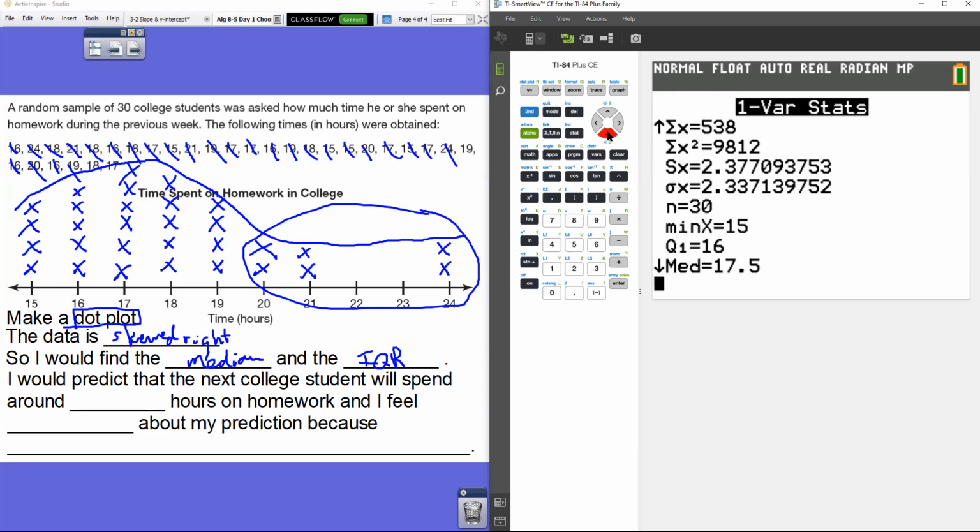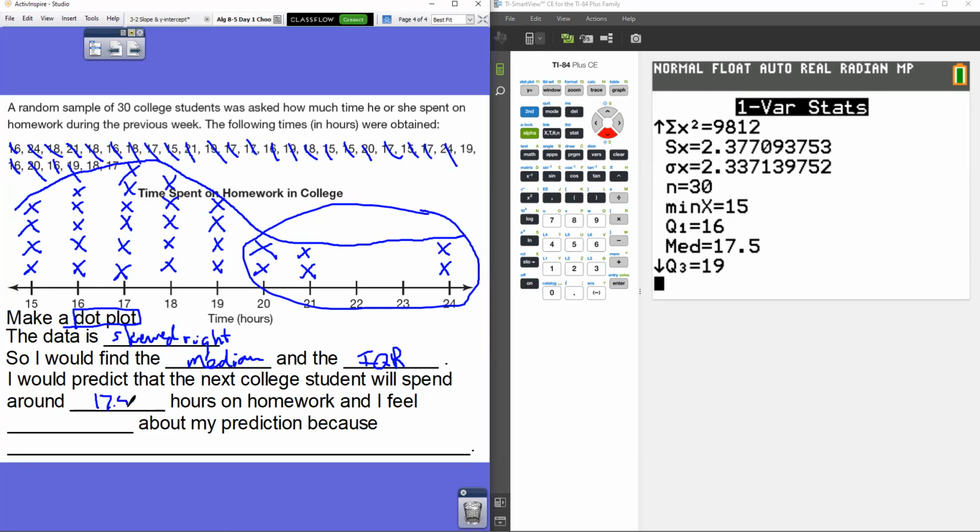When we scroll down to find the median, it is 17.5. All right, that's our median. And our IQR, remember, is Q3 minus Q1. So it would be 19 minus 16. 19 minus 16 is 3. So do I feel confident about my prediction? Yes, I do. All right, I feel confident about my prediction because it is a low IQR. 3 is very low.